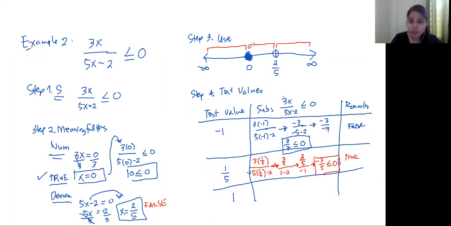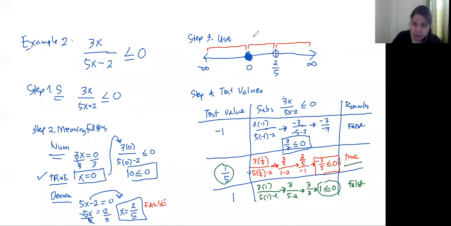Next, let's go to our third test value. We have 3 times 1 over 5 times 1 minus 2. Working on the left-hand side, 3 over 5 minus 2. That means 3/3 is 1, less than or equal to 0. And this statement is false. So we just deal with the true. Where's the true? 1/5. In what interval? The middle interval. This is the only true interval.